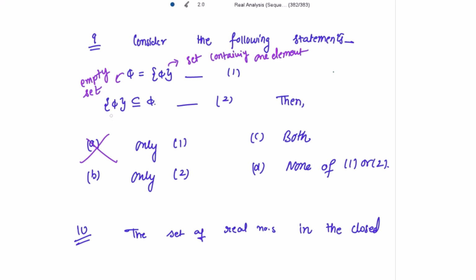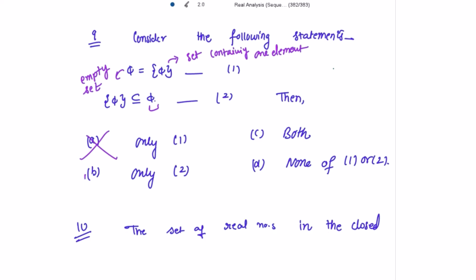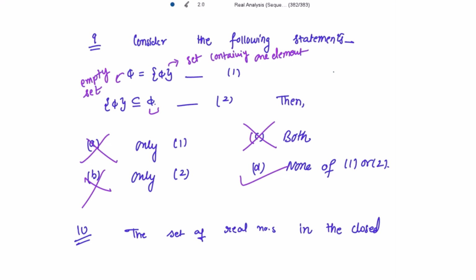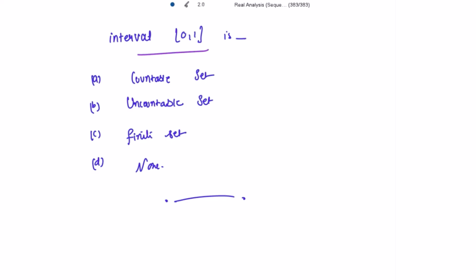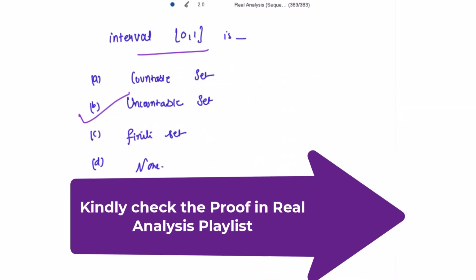Second, the singleton set is contained in the empty set. Can this be possible? It looks so absurd. A singleton set cannot be the subset of an empty set. Right? So B option is also not correct. Both the options are also not correct. Yes, none of these equations are correct. The set of real numbers in the closed interval 0, 1 is uncountable.